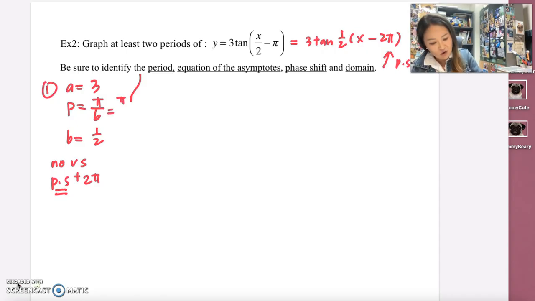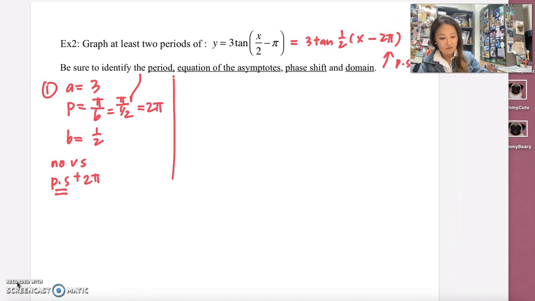My period is pi over 1/2. So my period, once again, is 2 pi, just like our first example. All right, okay. Let's do the asymptotes now. I'm going to go my asymptotes.